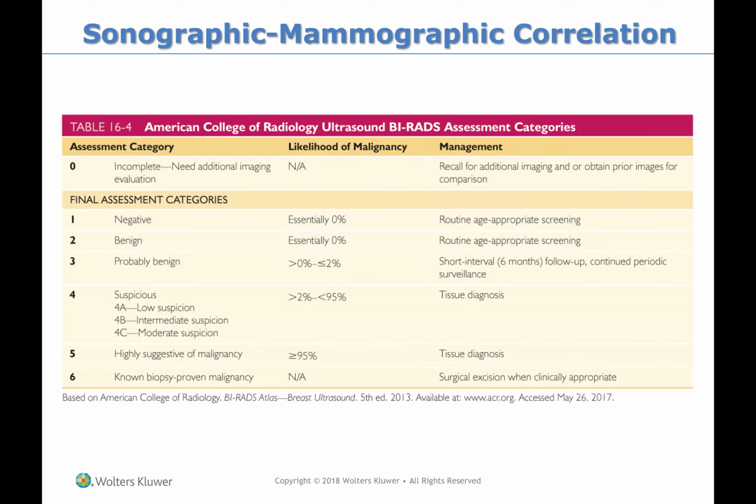These are the American College of Radiology ultrasound assessment categories. If it's negative, routine, you just get them every year. If it's probably benign, like they see something on ultrasound or mammo, and then we scan and it looks cystic, just like a breast cyst, it's probably benign. It's greater than 0%, but less than 2%. They'll do a 6-month follow-up.